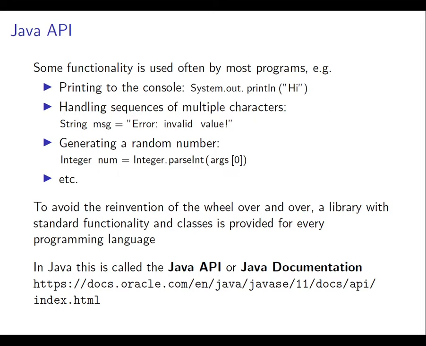In other words, in Java and in every modern programming language, there's a standard library, a collection of classes which are available as an ordinary part of the language, available to anybody who writes a program in the language. And in Java, we sometimes call that the Java API, or by abuse of terminology, we sometimes call it the Java documentation, and there's one URL for it.